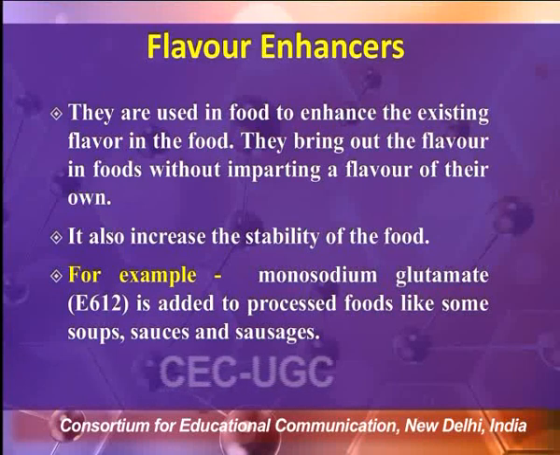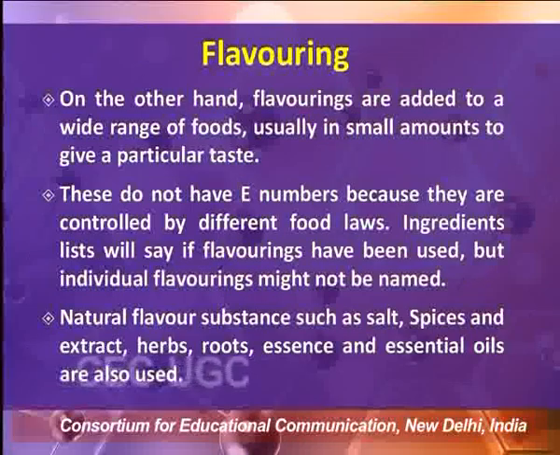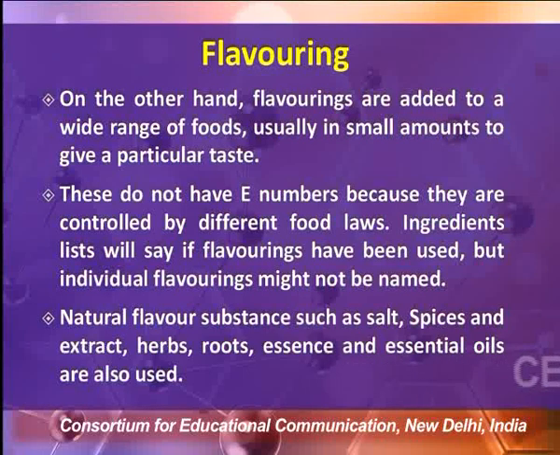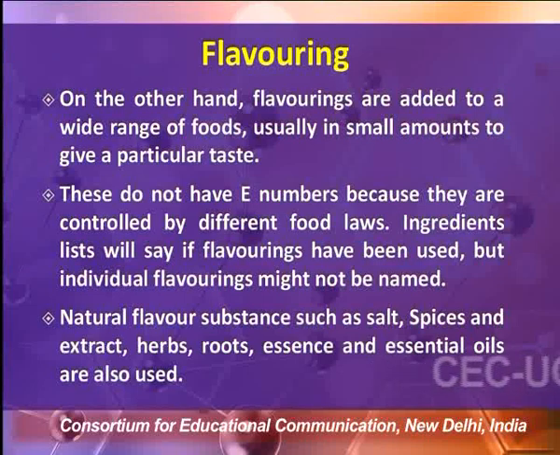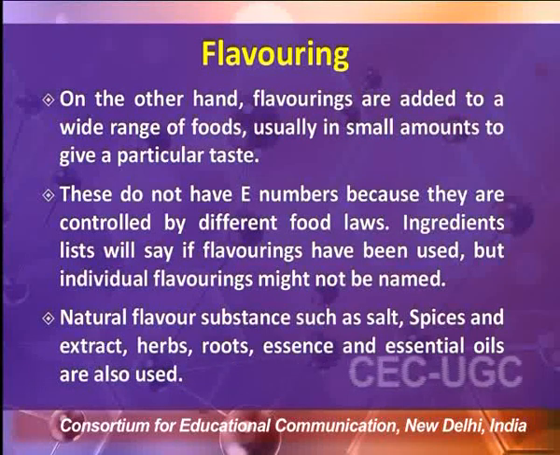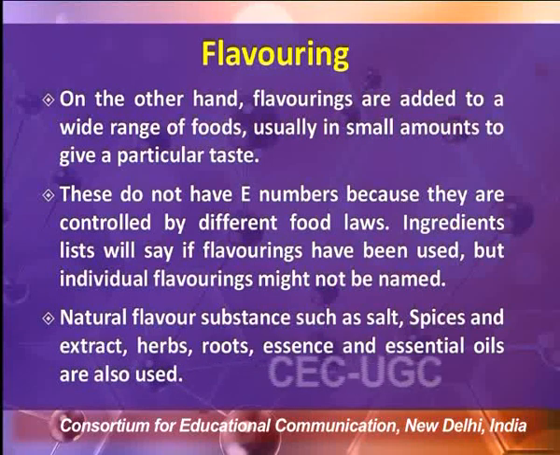For example, monosodium glutamate is added to processed foods like some soups, sauces and sausages. Flavoring. Flavorings are added to a wide range of foods, usually in small amounts to give a particular taste. They do not have E numbers because they are controlled by different food laws. Ingredient list will say if flavorings have been used, but individual flavorings might not be named. Natural flavor substances such as salt, spices, extracts, herbs, roots, essence and essential oils are also used.